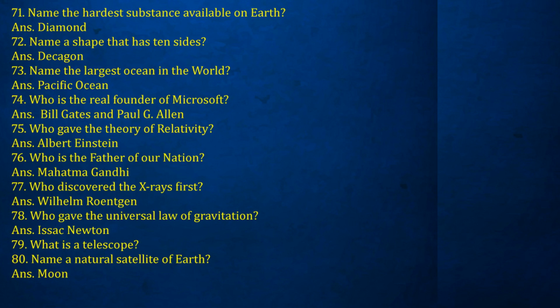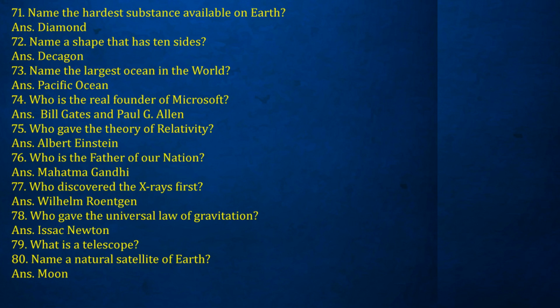Ans. Bill Gates and Paul G. Allen. 75. Who gave the theory of relativity? Ans. Albert Einstein. 76. Who is the father of our nation? Ans. Mahatma Gandhi. 77. Who discovered the X-rays first? Ans. Wilhelm Röntgen. 78. Who gave the universal law of gravitation? Ans. Isaac Newton. 79. What is a telescope?